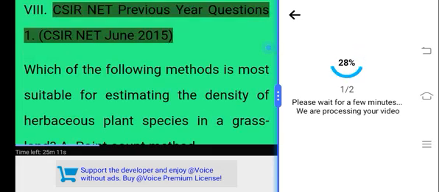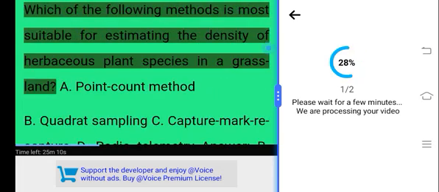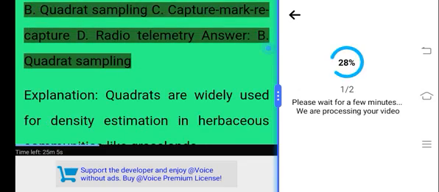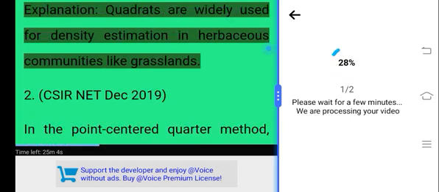8. CSIR-NET previous year questions. 1. CSIR-NET June 2015. Which of the following methods is most suitable for estimating the density of herbaceous plant species in a grassland? A. Point count method. B. Quadrat sampling. C. Capture mark recapture. D. Radiotelemetry. Answer. B. Quadrat sampling. Explanation. Quadrats are widely used for density estimation in herbaceous communities like grasslands.